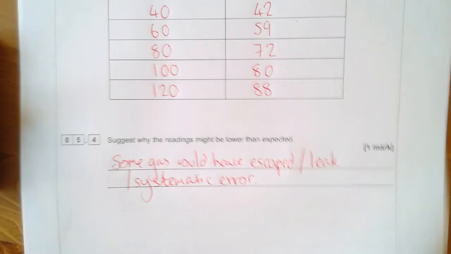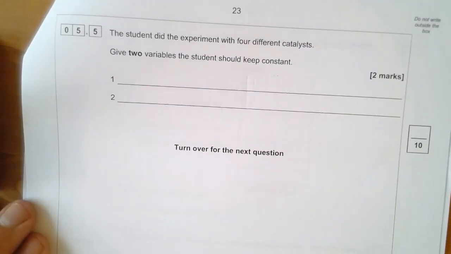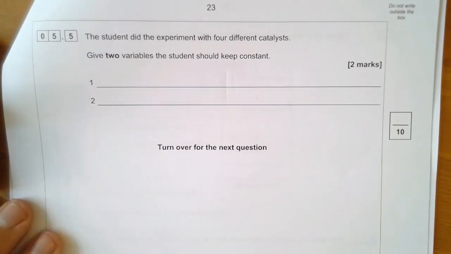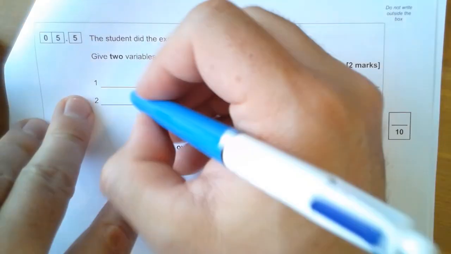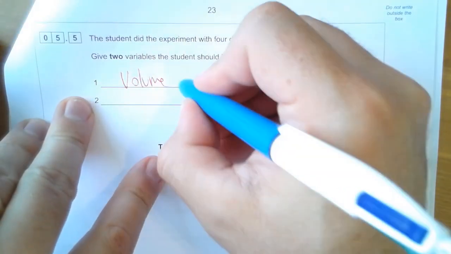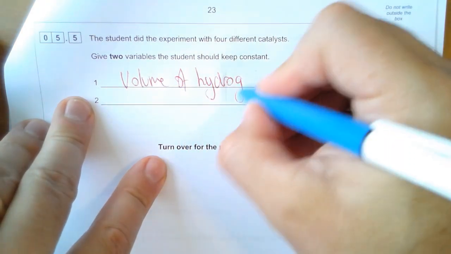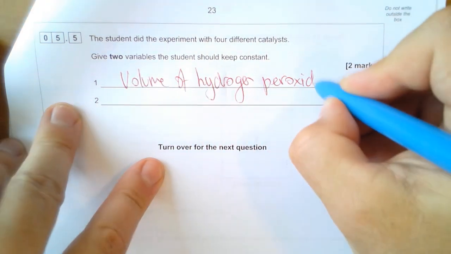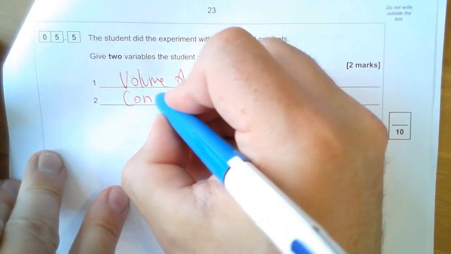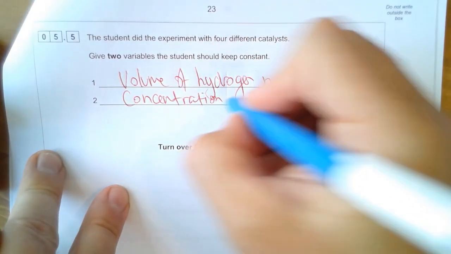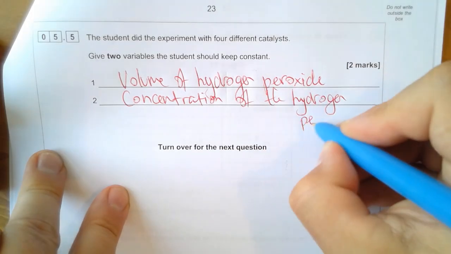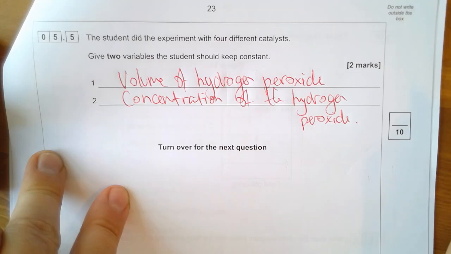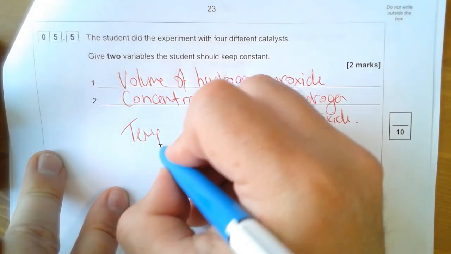Over here, the student did the experiment with 4 different catalysts, give 2 variables that the student should keep constant. So control variables are the ones that we should keep constant. I would say the volume of hydrogen peroxide would probably be the main one, followed by the concentration of the same, so the hydrogen peroxide. You could also talk about temperature. Would be another good one. Must carry out at the same temperature.